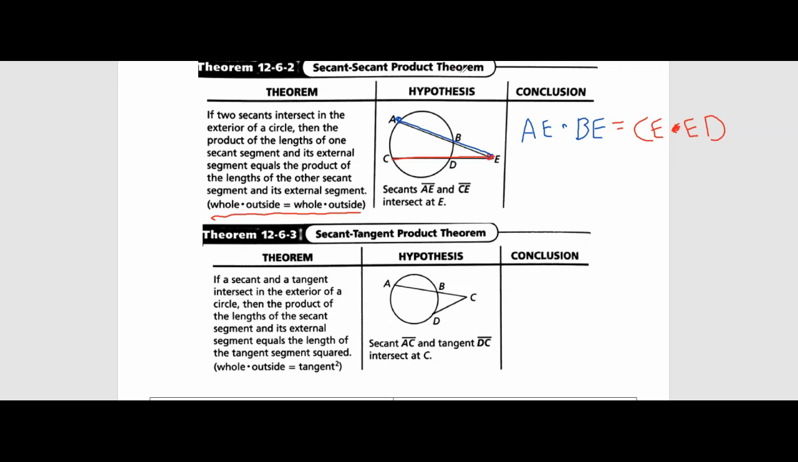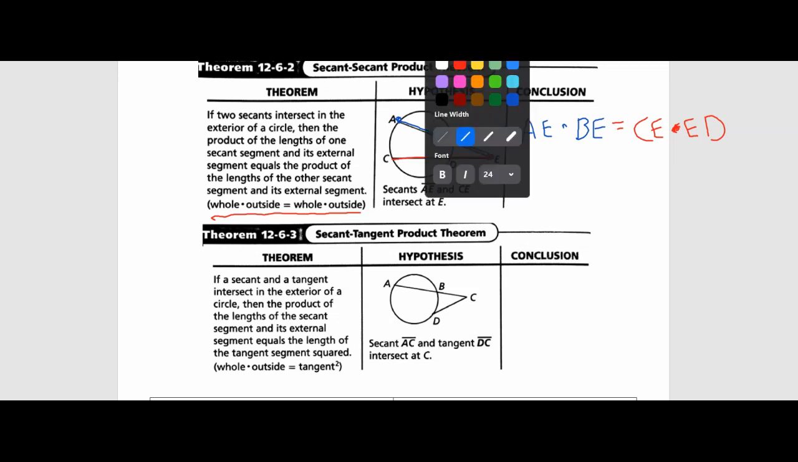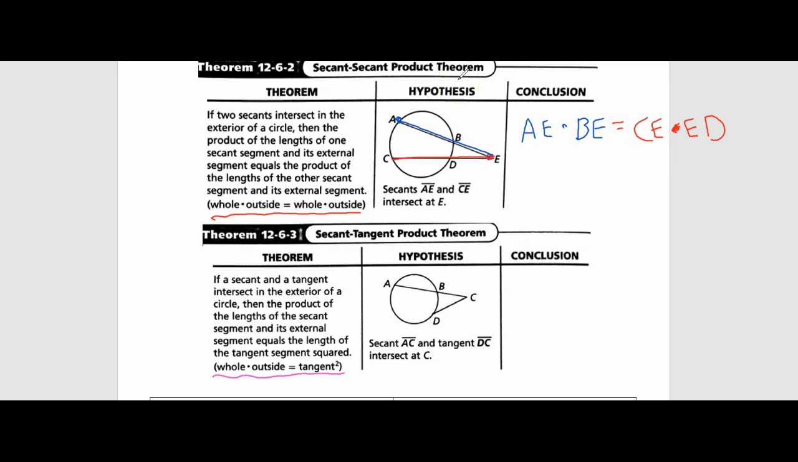The secant-tangent product theorem is similar, except they're using one tangent instead of two secants, so one tangent, one secant. This says if a secant and a tangent intersect in the exterior of a circle, then the product of the lengths of the secant segment and its external segment equals the length of the tangent segment squared. And again, I think it's nice to look at what they have in parentheses here. Whole times the outside of the secant is just equal to the tangent squared.